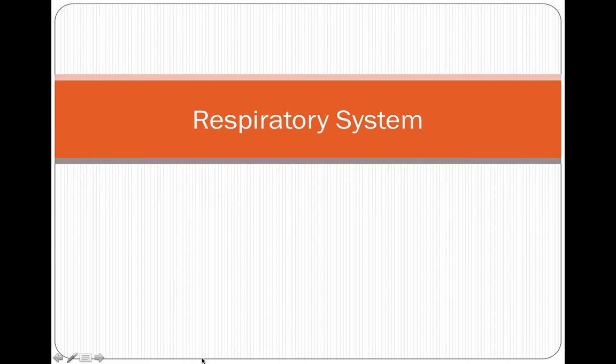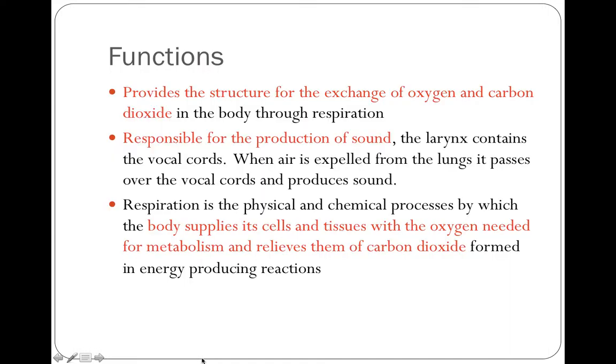Okay, so we are going to start with the respiratory system. Three main functions, and I kind of highlighted so you could see what was really important. The first one, we're going to provide structure for the exchange of oxygen and carbon dioxide. Essentially, what I'm saying is I've got the piping to get the oxygen in and the carbon dioxide out. It is also responsible for sound. The air is going to move over your vocal cords, which is going to produce that sound.